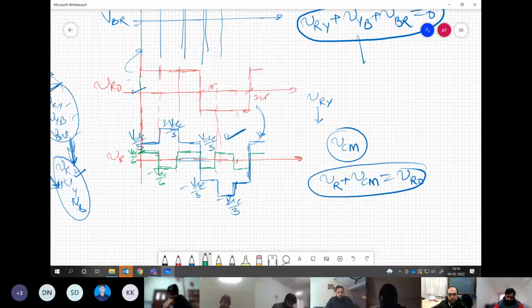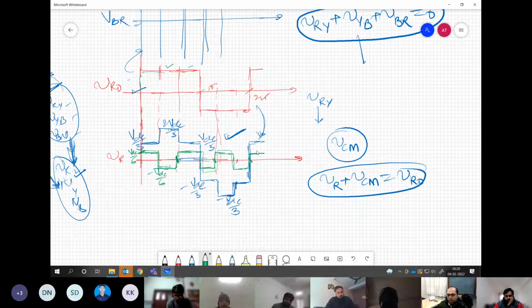This is repeating at triple the frequency of the fundamental. In one fundamental cycle, there are 3 cycles of this common mode. You see that? If you simply add these two voltage levels, you will reach here. If you add these two voltage levels, you will reach here. If you add these two, you will reach here. You understand my point?